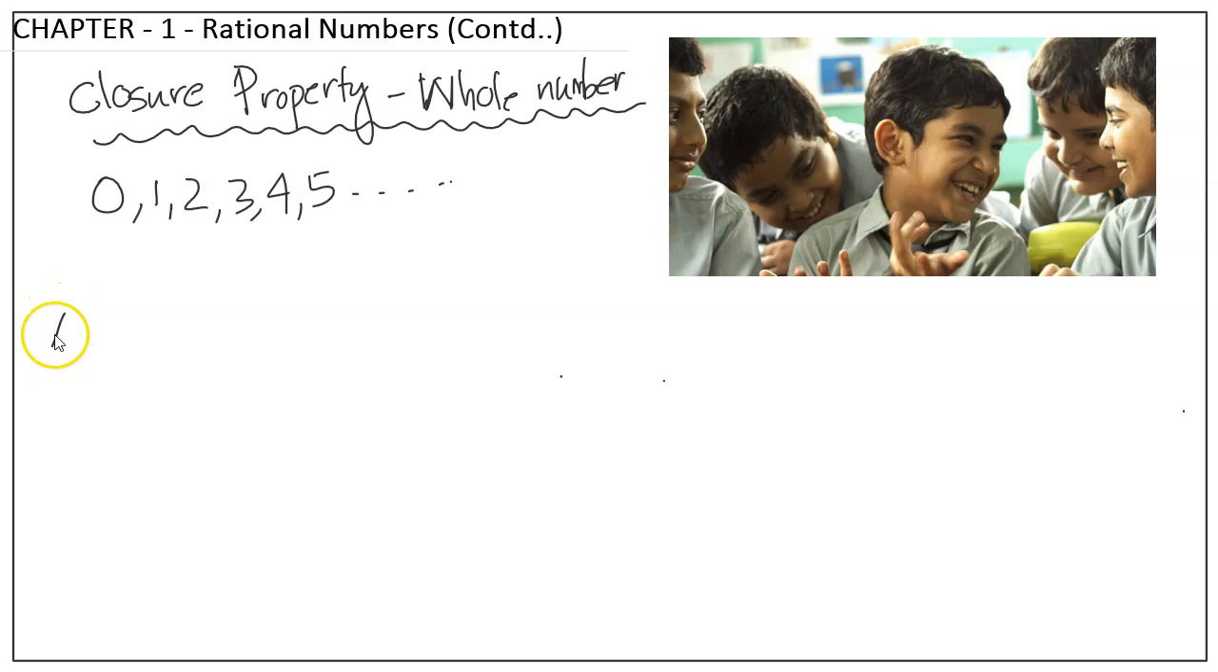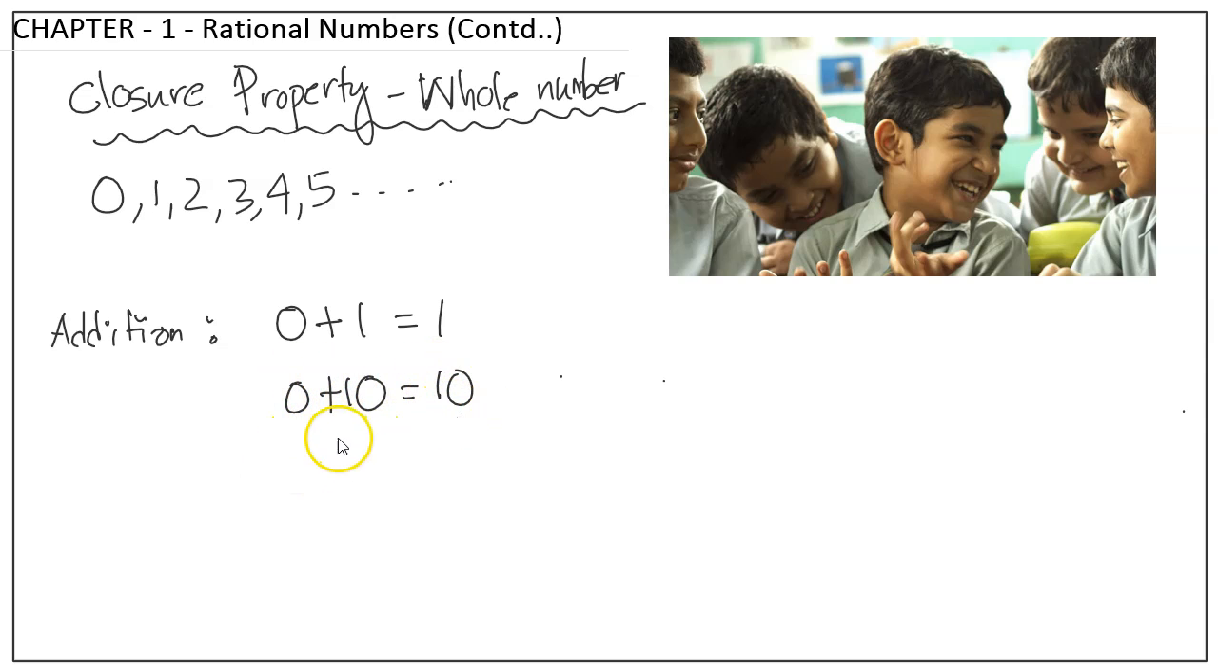Now let's look at the addition process. So in addition, what happens? You add two numbers, right? 0 plus 1. 0 is a whole number, 1 is a whole number. If you add, it becomes 1. So 1 is also a whole number. Similarly, 0 plus 10. Okay, 10 is a whole number, right? So that means you can actually figure out all the whole numbers. When you add them, you will get whole numbers only. You will not get any other numbers, right? So that is why we can say again here that whole numbers are closed under addition.